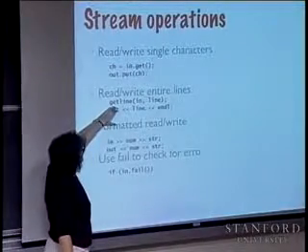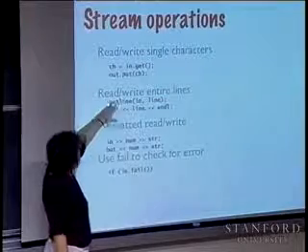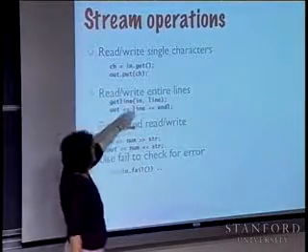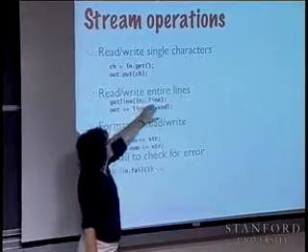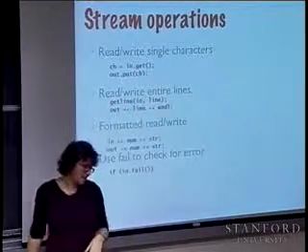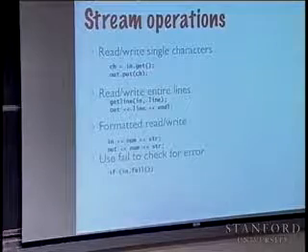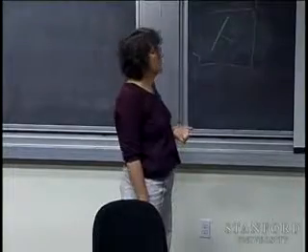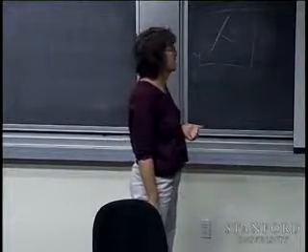getline is a free function. It is not a member function on the stream. It takes a stream as its first argument. It takes a string by reference as its second argument, and it fills in the line with the text of the characters from here to the next newline in the file.